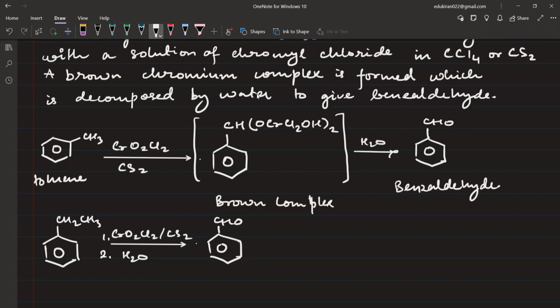Otherwise, there are two more methods for preparation of benzaldehyde from methyl benzene. From toluene, we can prepare benzaldehyde by two more methods. But please remember this method because this has fewer reagents. The next ones have multiple steps. Also, if you have a long alkyl chain length, then also it is going to oxidize it to benzaldehyde.